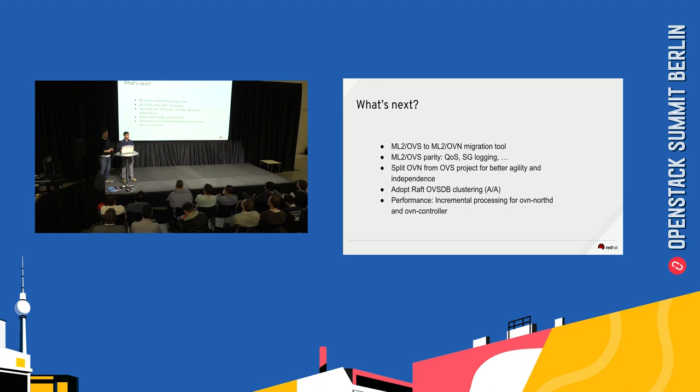So if you are interested, you can look into the OpenvSwitch community. There's some very interesting work going on there. That would help us improve the OVN Northd and OVN controller services. Right now it takes a bit of CPU because it's single threaded and it computes all the logical flows if any changes happen to the database. So we are looking forward to that as well.